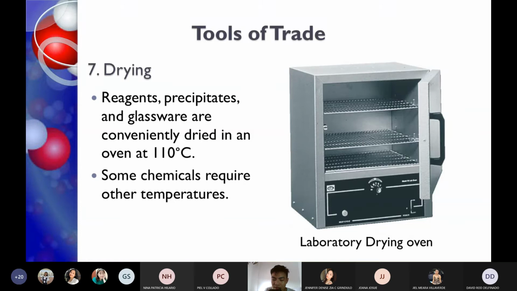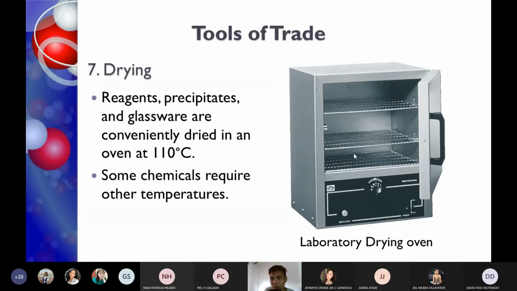Okay. So, next one, ito yung instrument natin for drying. May oven po sa laboratory. Yes, hindi siya ginagamit for cooking. Pan-dry lang siya ng glasswares or pan-dry lang siya ng precipitates, no? So we place our glasswares or precipitates here sa oven.